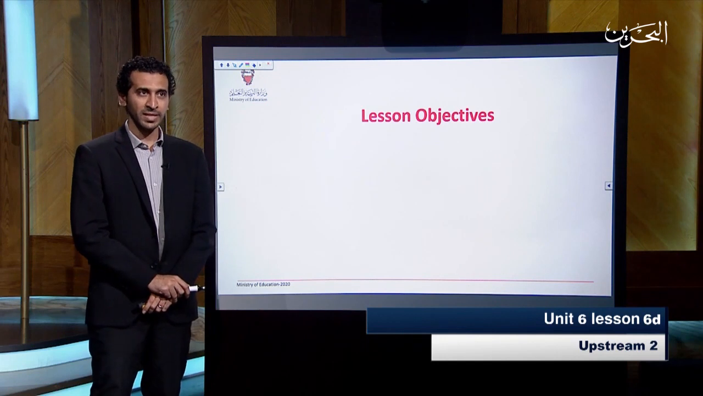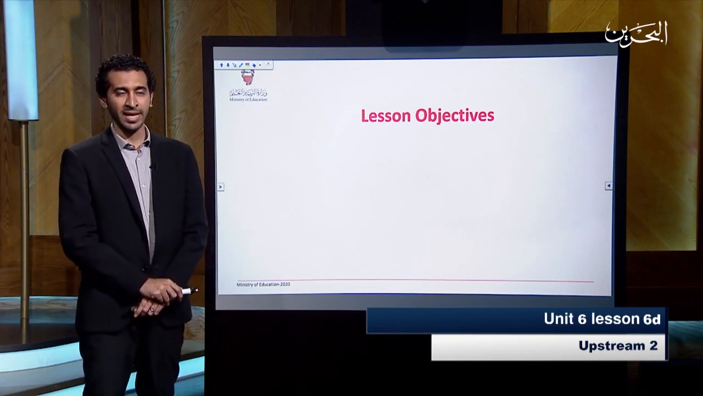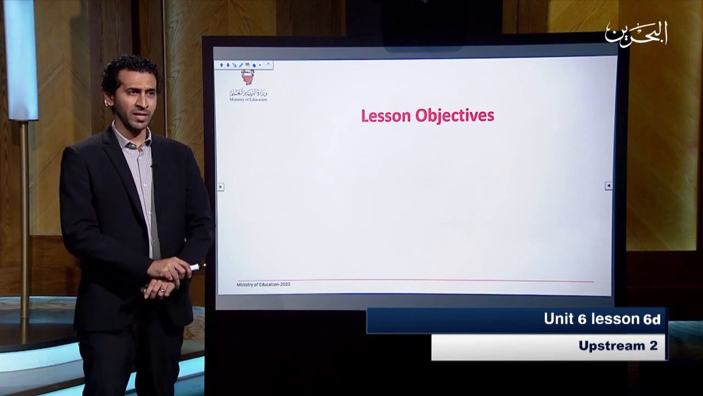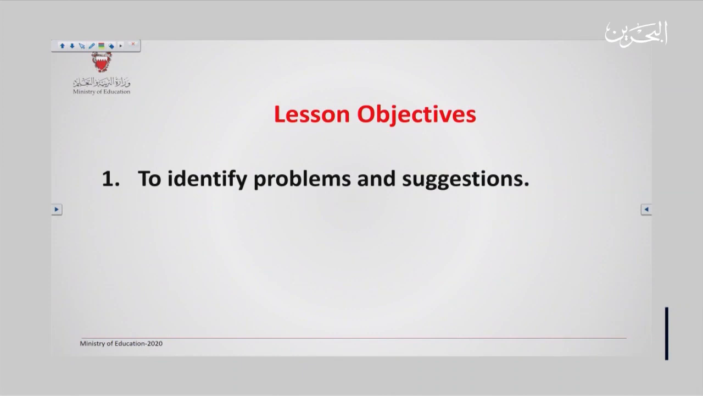So before we start, let's review our objectives. Actually, we have three objectives, and these three objectives are connected to each other. So let's have a look at the first one. The first objective is to identify problems and suggestions. And I want you to focus on these two words, problems and suggestions.